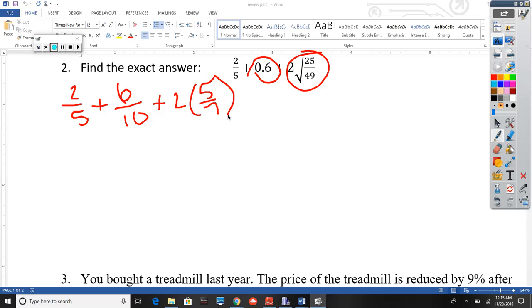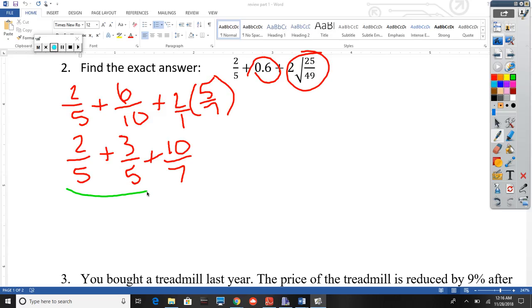Okay, I can simplify this further because 6 over 10 is actually 3 over 5. And then here I'm actually multiplying only the top because this is 2 over 1 pretty much, right? So 2 times 5 is 10, 7 times 1 is 7. And then now I gotta have all the same denominators. I got kind of lucky here because the 5s are already the same, right? That's nice because then I can just add them and that's 8 over 5, plus, hope I'm not making a mistake. Am I? No. Okay, I think I'm okay.